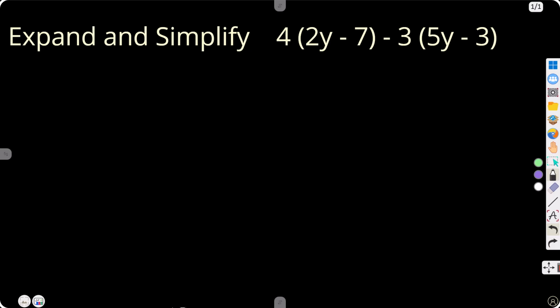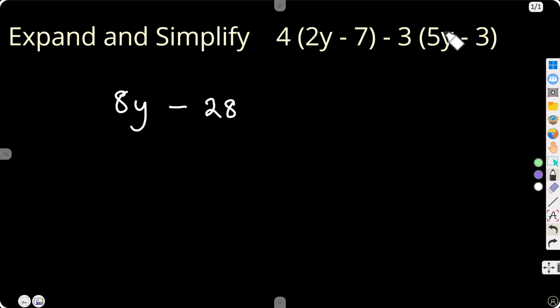Okay, very good. So in this question, we need to expand and simplify this expression. To get started, we will expand this first. If you multiply 4 times 2y, you have 8y. And then if you multiply 4 times minus 7, we'll get minus 28. And then you go to the next one.